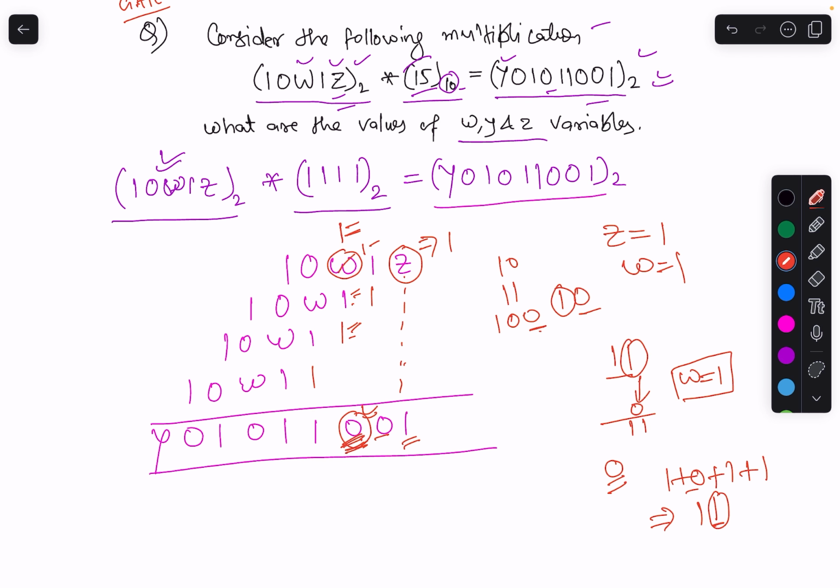So 4 ones are there, so we have 4, like 1 0 0, we put this 0 here, and 2 is the carry. 1 0 is 2, so 2 is the carry, so here we have this 2. Now we know that w is equal to 1, so we can replace these 3 w's with 1.